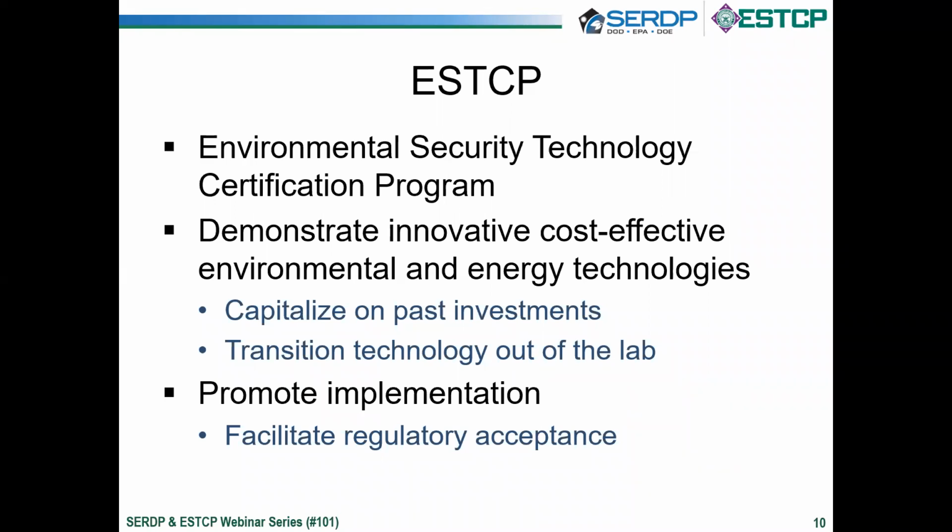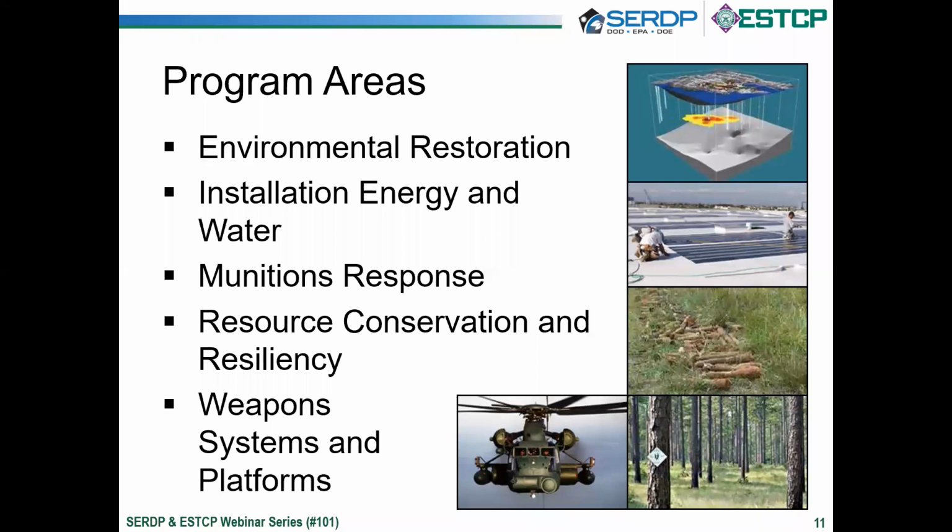SERDP and ESTCP are complementary programs, with much of SERDP research occurring at the lab and pilot scale with occasional field efforts, while ESTCP demonstrations are primarily at the pilot and field scale, although occasionally supporting lab efforts and development are conducted. There are 4 program areas in SERDP and 5 in ESTCP. The Installation, Energy, and Water program area is only in ESTCP, while the other 4, Environmental Restoration, Munitions Response, Resource Conservation and Resiliency, and Weapon Systems and Platforms, are SERDP and ESTCP programs managed jointly by a designated program manager.